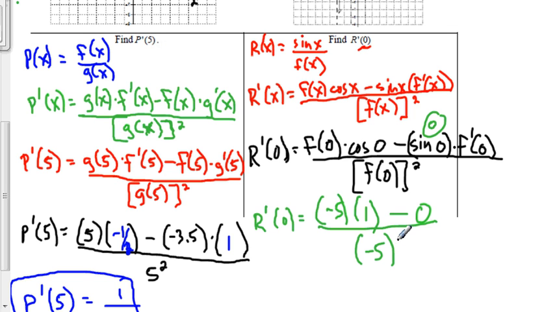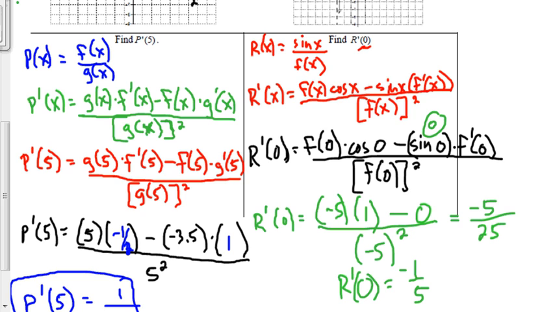And we just said f of 0 is negative 5. And then I'm going to square it. Negative 5 times 1 is negative 5. Negative 5 squared is positive 25. So I'm going to find the derivative of r at 0 equals negative 1/5.